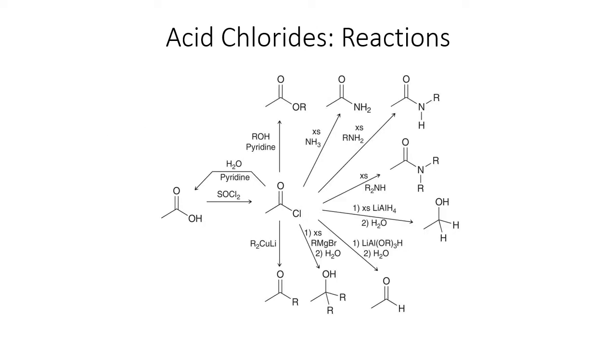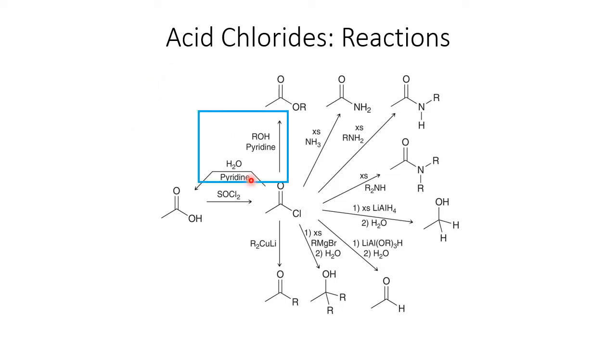Acid chlorides are the most reactive of the carboxylic acid derivatives. And if you look towards the end of the chapter, you'll see that there are a bunch of different types of reactions that acid chlorides can undergo. Now, this figure may look a little intimidating because how are you supposed to memorize all of these different reactions? But what I've done is I've actually separated them into different categories.